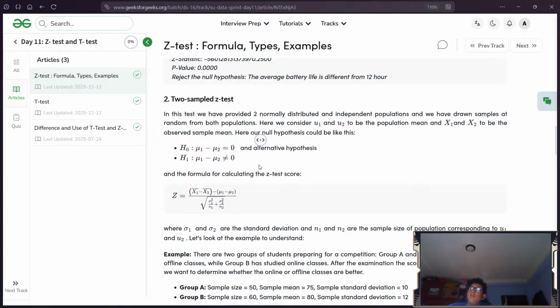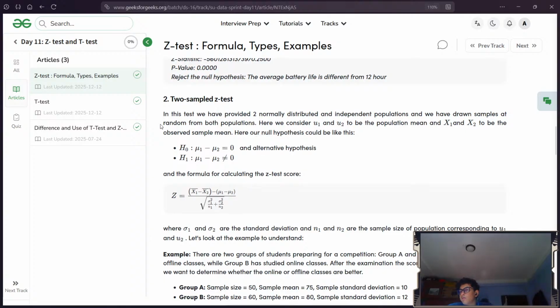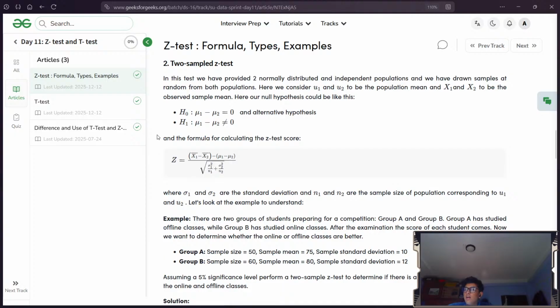Two sample Z test. In this test, we have provided two normally distributed and independent populations, and we have drawn samples at random from both populations. Here we consider mu1 and mu2 to be population mean and x1 and x2 to be the observed sample mean.